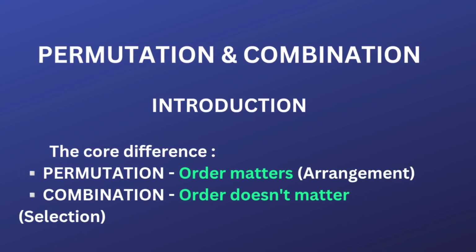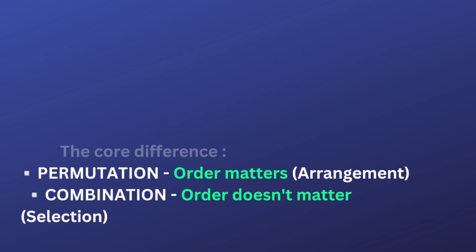Welcome to the complete chapter of permutations and combinations. This chapter answers one question: how many ways can we arrange or select things? Permutations are about arrangement where order matters, think passwords or seating charts. Combinations are about selections where order doesn't matter, think choosing a team or picking a ball.